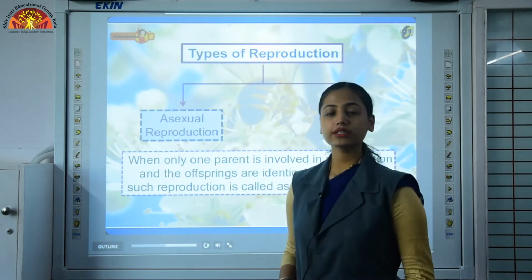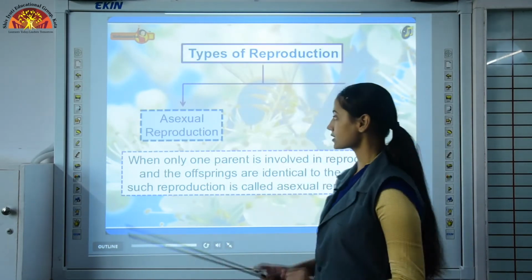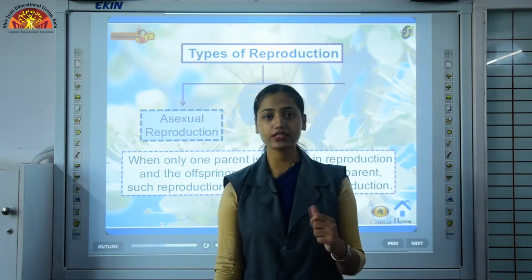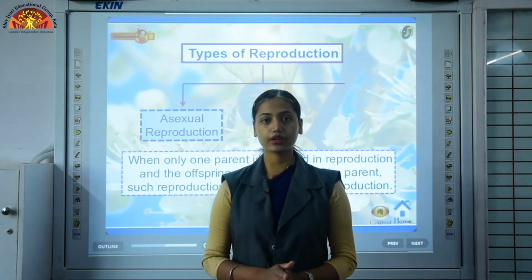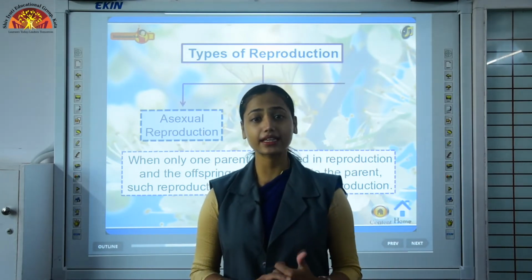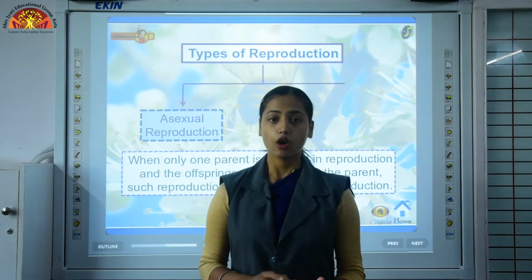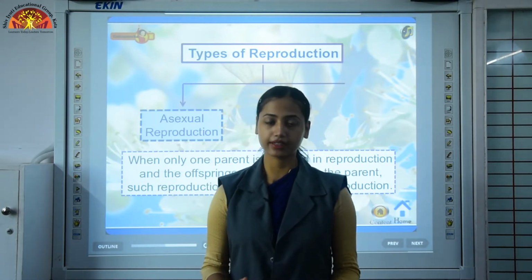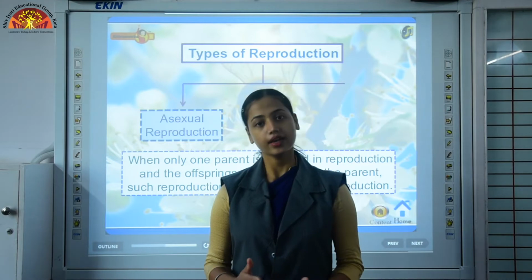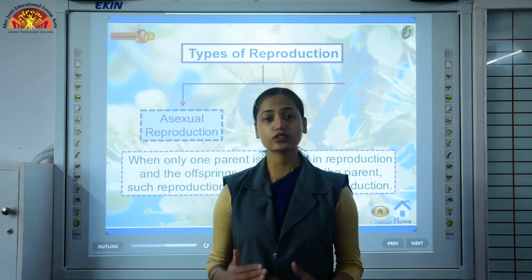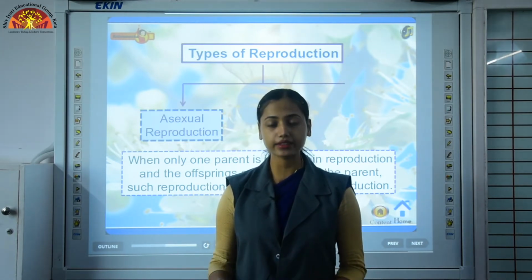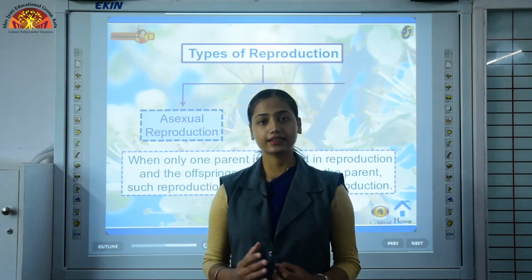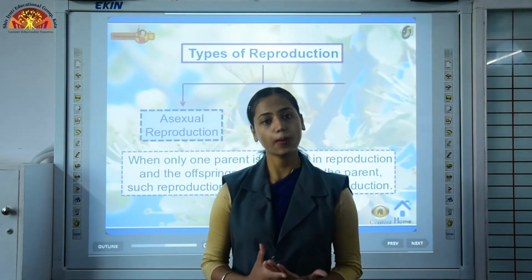Now, there are two types of reproduction. First is asexual reproduction. By A, we mean one. The type of reproduction in which only a single parent is involved. Only one parent gives birth to its offspring, and that is known as asexual reproduction. Whereas in case of sexual reproduction, the other type of reproduction, two parents are involved and they produce their baby.